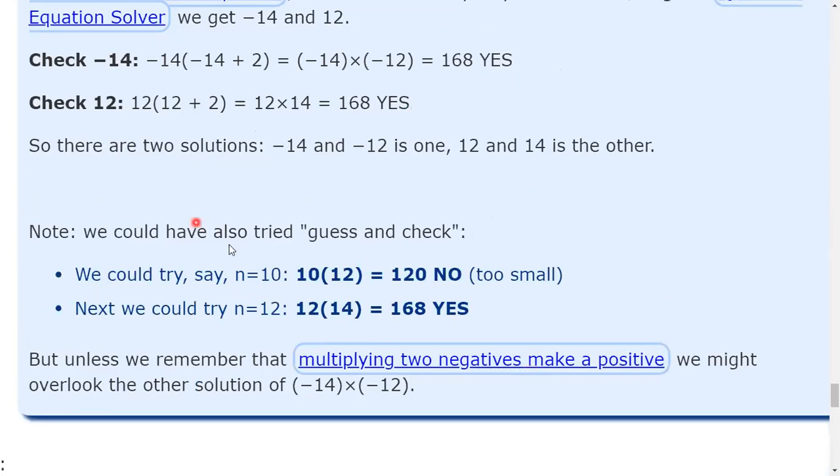Now we could have also tried guess and check. We could try say n is 10, then that will be 12. The product is 120. No, too small. Next we could try 12 and 12 plus 2, 14. If we multiply these two, we get 168. So that is the other way.